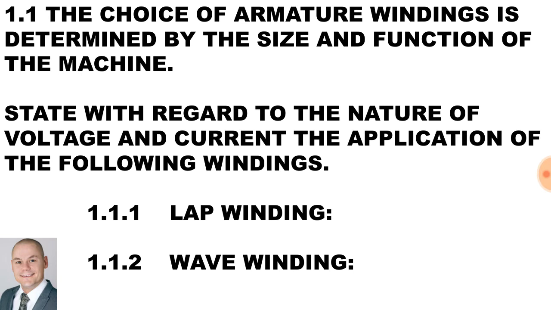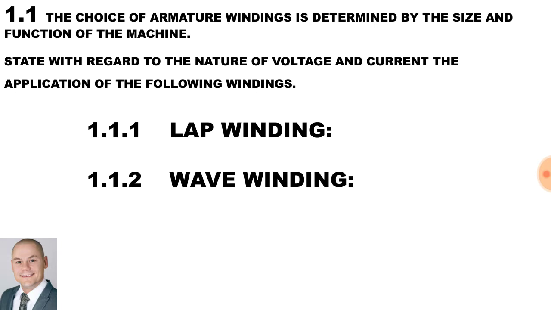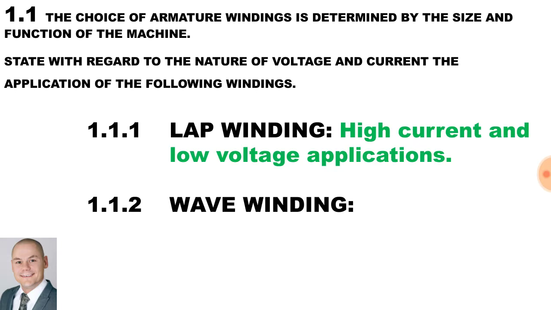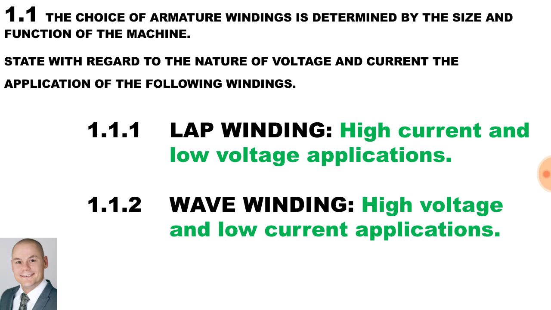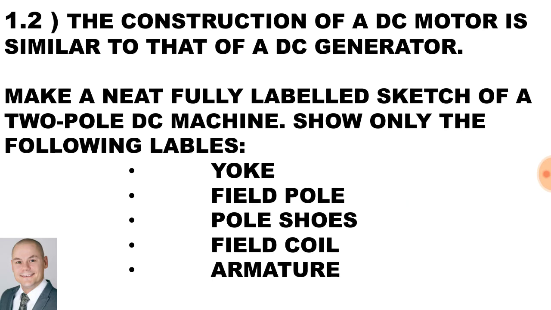Now, question 1.1, the choice of armature windings is determined by the size and function of the machine. State with regard to the nature of voltage and current the application of the following windings. Now, for lap winding, it is used for low voltage and high current applications. For wave winding, it is used for high voltage and low current applications.